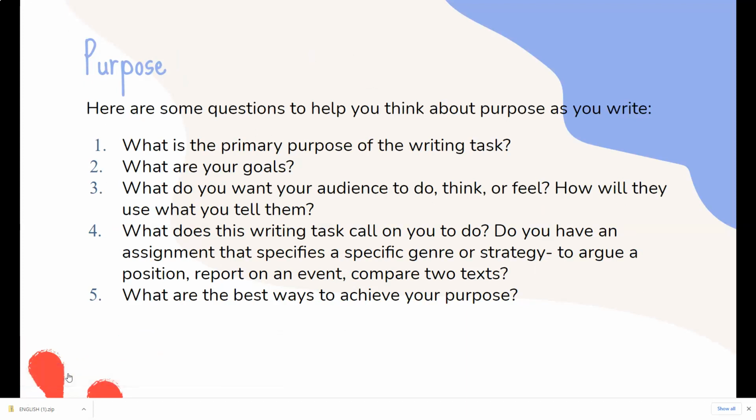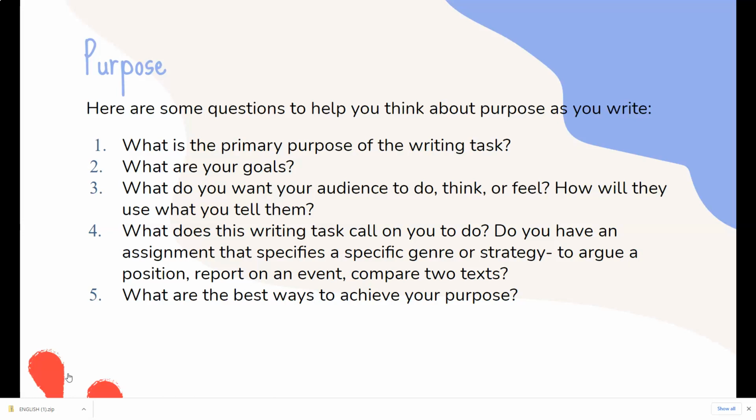Here are some questions to help you think about the purpose as you write something. First, what is the primary purpose of the writing task? For example, is this an assignment for a college course? Is it an application for a job? Depending on the purpose, you're going to write differently. What are your goals? What do you want your audience to do, think, or feel? And how will they use what you tell them?